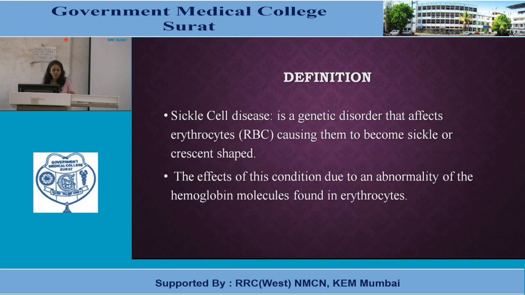The definition: sickle cell disease is a genetic disorder that affects erythrocytes, causing them to become sickle or crescent shaped. The effect of this condition is due to an abnormality of the hemoglobin molecules found in the erythrocytes.